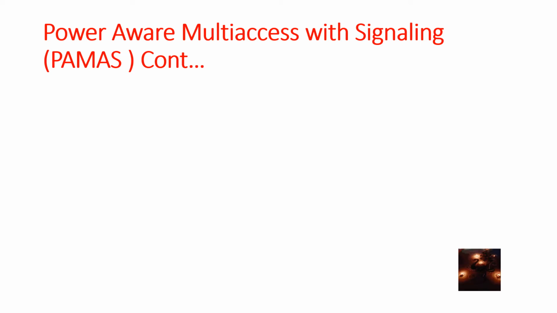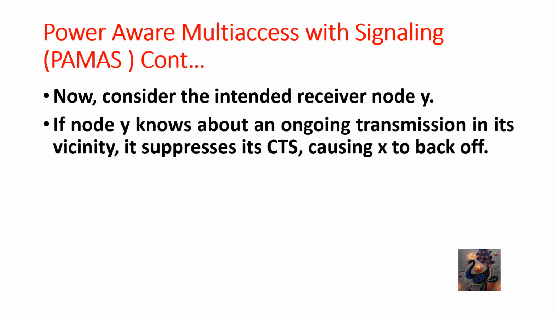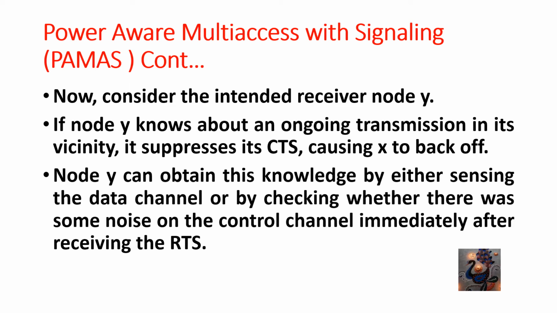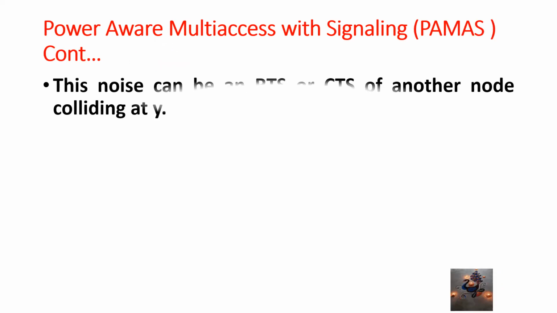Now consider the intended receiver Y. If Y knows about an ongoing transmission in its vicinity, it suppresses its CTS, causing node X to back off. Node Y can obtain this knowledge either by sensing the data channel or by checking whether there was some noise on the control channel immediately after receiving the RTS. This noise can be an RTS or CTS of another node colliding at node Y.